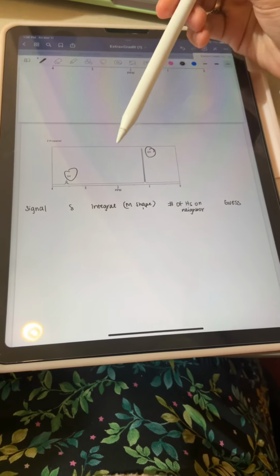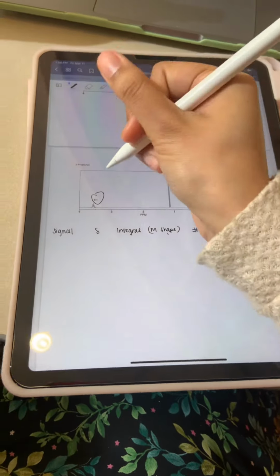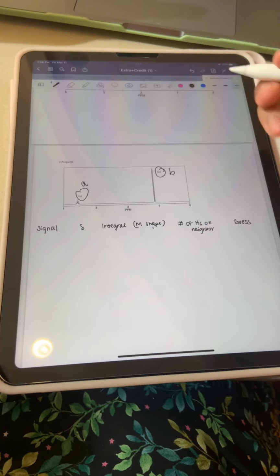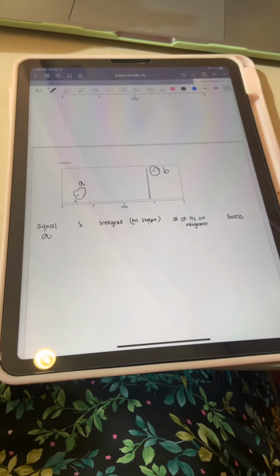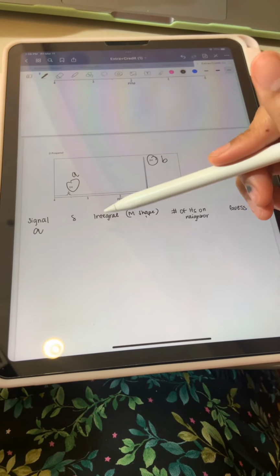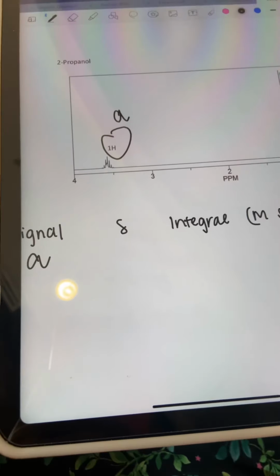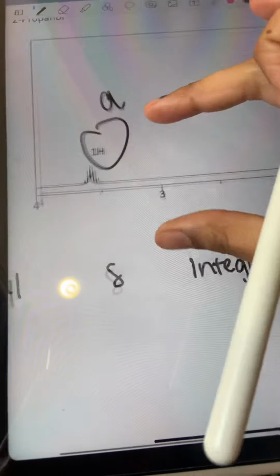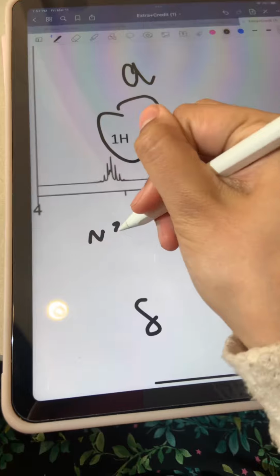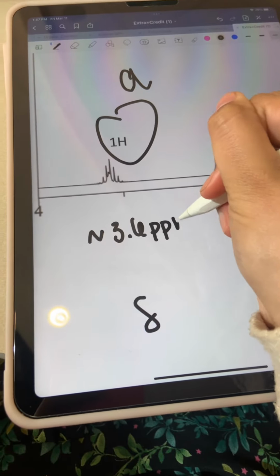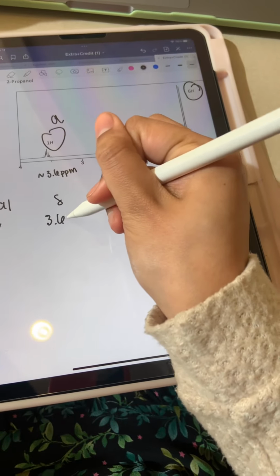And so, like I mentioned, propanol is going to have two signals, and I'm going to go ahead and label these A and B so that we can analyze each signal individually. If we begin with A, we're going to find the very specific ppm of this signal over here. By zooming into the spectra, I'm going to conclude that this is approximately 3.6 ppm. So I'm going to go ahead and write 3.6 over here.